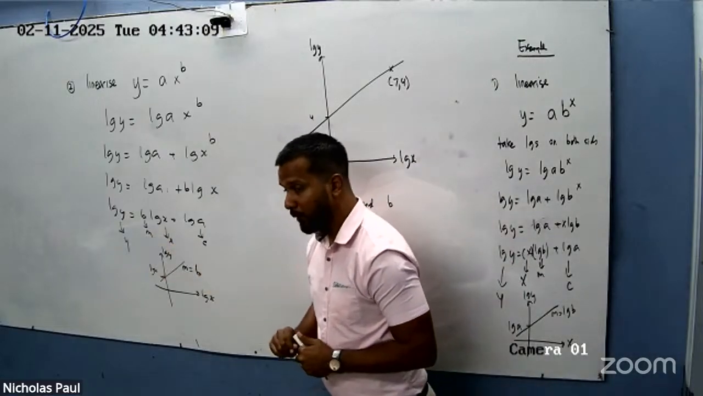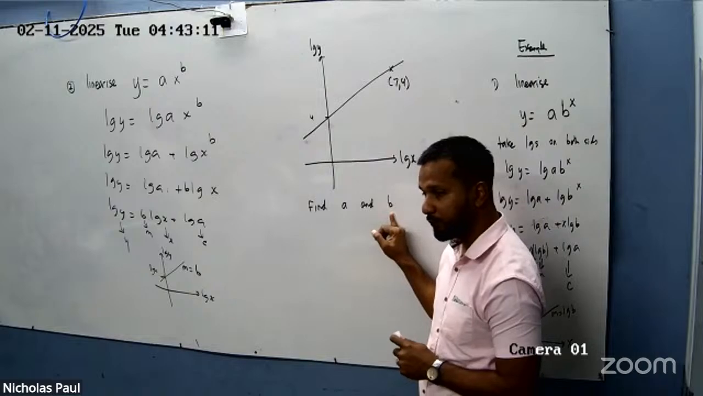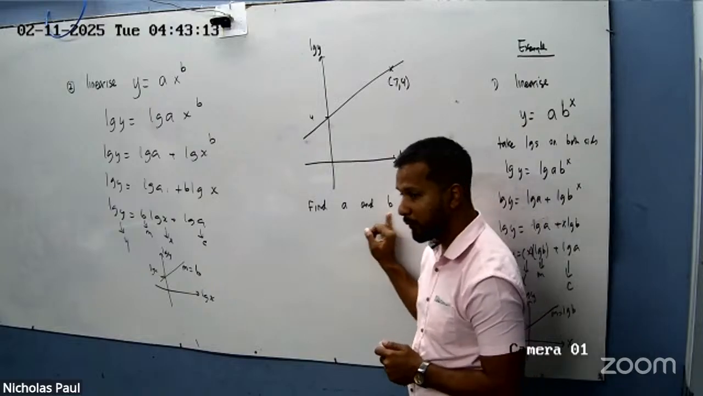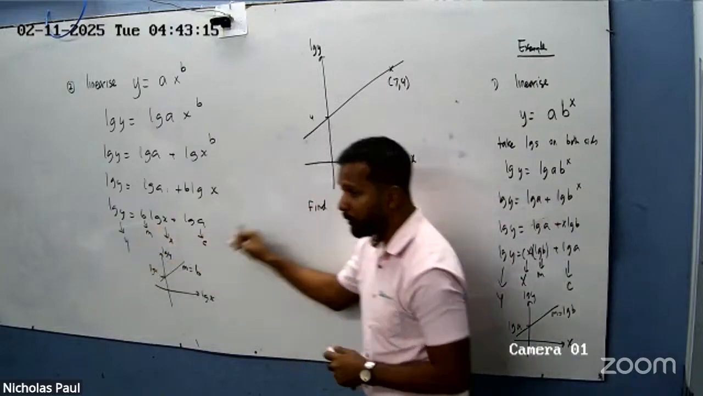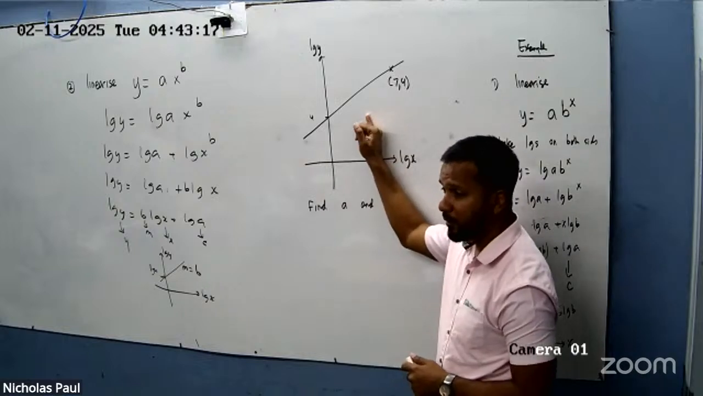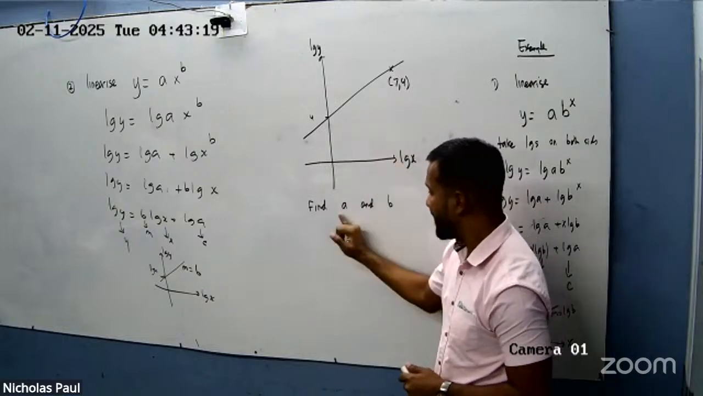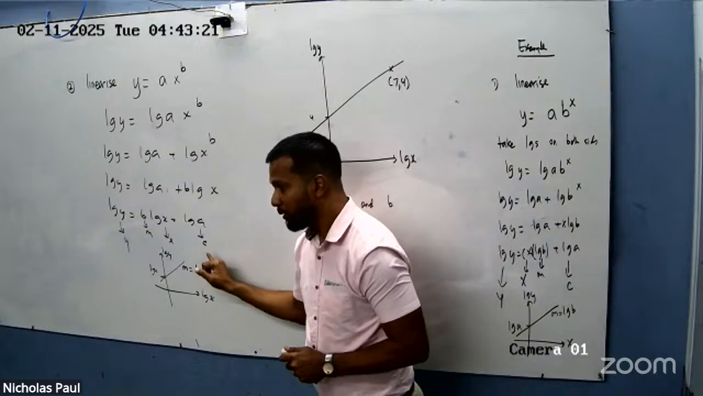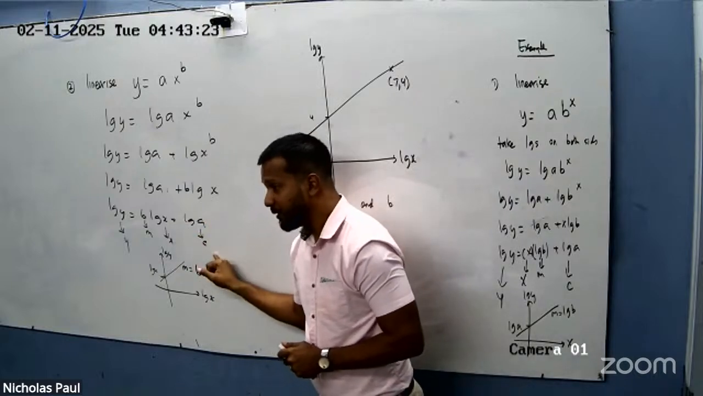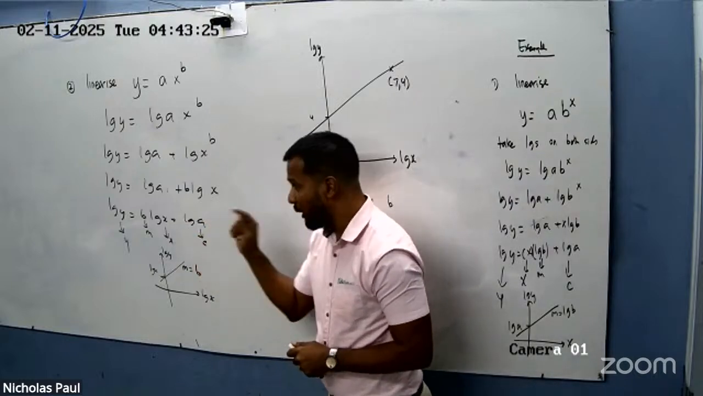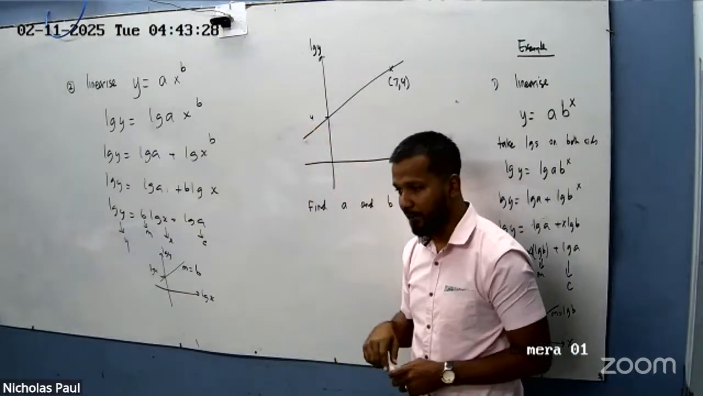Right? B is equal to what? B is the gradient. So all you have to do is find the gradient here. A is what? Well, log A is C. So you write log A equal to C and then solve for A.